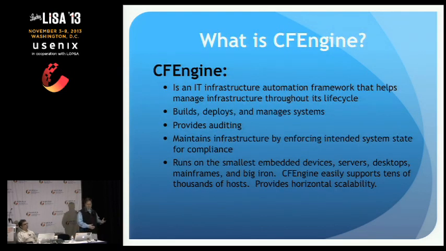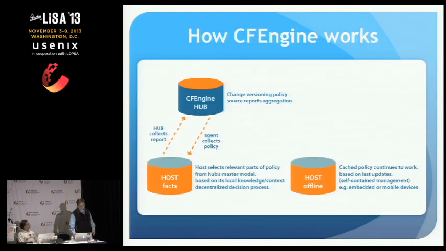So what is CFEngine? CFEngine is an automation framework that helps us manage our infrastructure at LinkedIn. We use it to push changes. It provides auditing, letting us know when things aren't being enforced. And it's very scalable. It runs on everything from cell phones to embedded devices, desktops, mainframes, big iron. What's really powerful about CFEngine is that it's given LinkedIn horizontal scalability, so we can scale to tens or hundreds of thousands of machines.